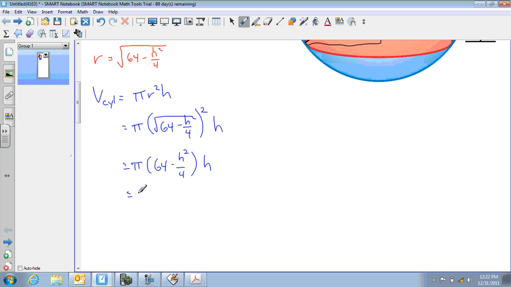Which is equal to h pi, I'm just moving my h over, 64 minus h squared over 4. So that's what my volume is equal to. Now let's just pause this for a second while I get the calculator up so you don't have to watch me do that.